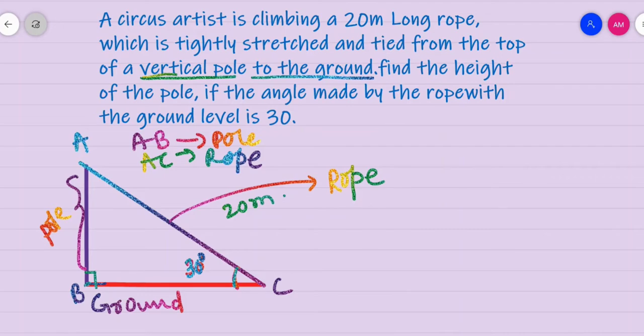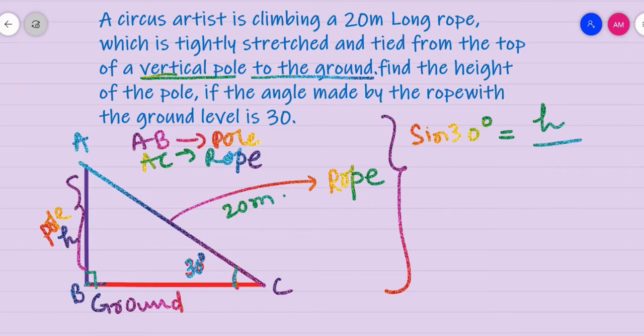So see, H is in front of the 30 degree angle. So that means somewhere we have to think about the sine angle. Sine of 30 degree will be equal to how much? Opposite side. Opposite side is your H, opposite side by hypotenuse, where hypotenuse is AC. So you know the value of sine 30 degree? It is equal to 1 by 2.